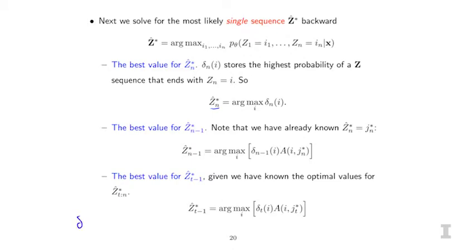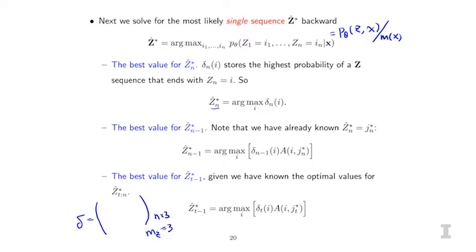After computing the delta matrix, which is an n by 3 matrix, where we assume m_z, the number of hidden states, is 3, then we're ready to solve for the most likely single sequence z. And z* is defined to be the value of z that maximizes the conditional probability of z given x, but the conditional probability is equal to the joint of z and x divided by the marginal of x. And the marginal of x has nothing to do with the value of the latent states.